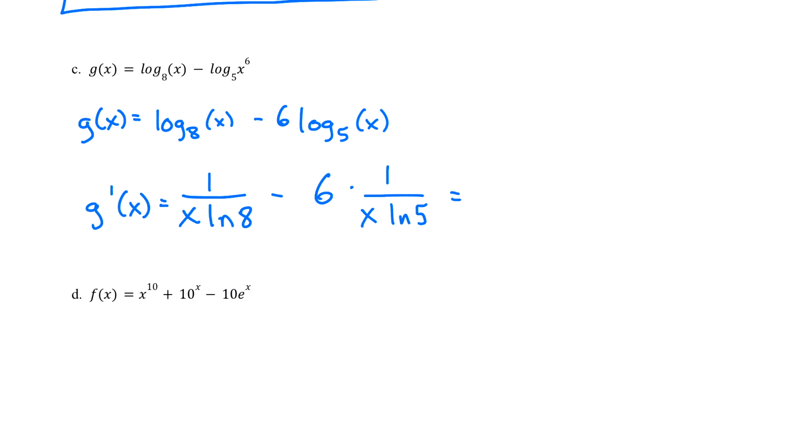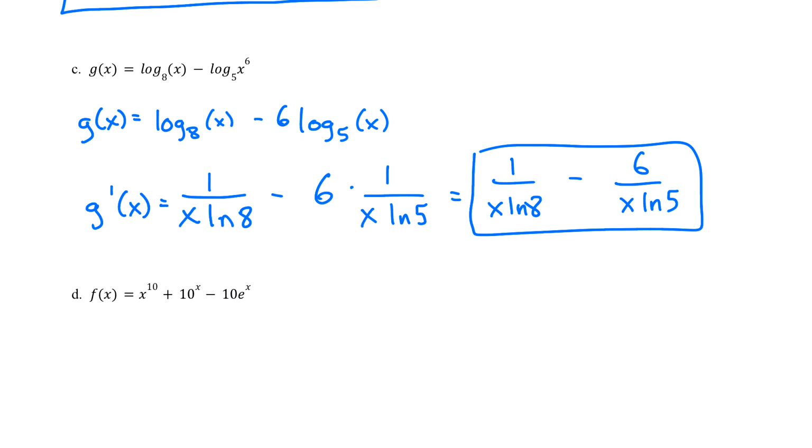And if we want to, we can clean up that second term. I'm going to rewrite this as 1 over x times natural log of 8 minus 6 over x times natural log of 5. And there is my derivative.